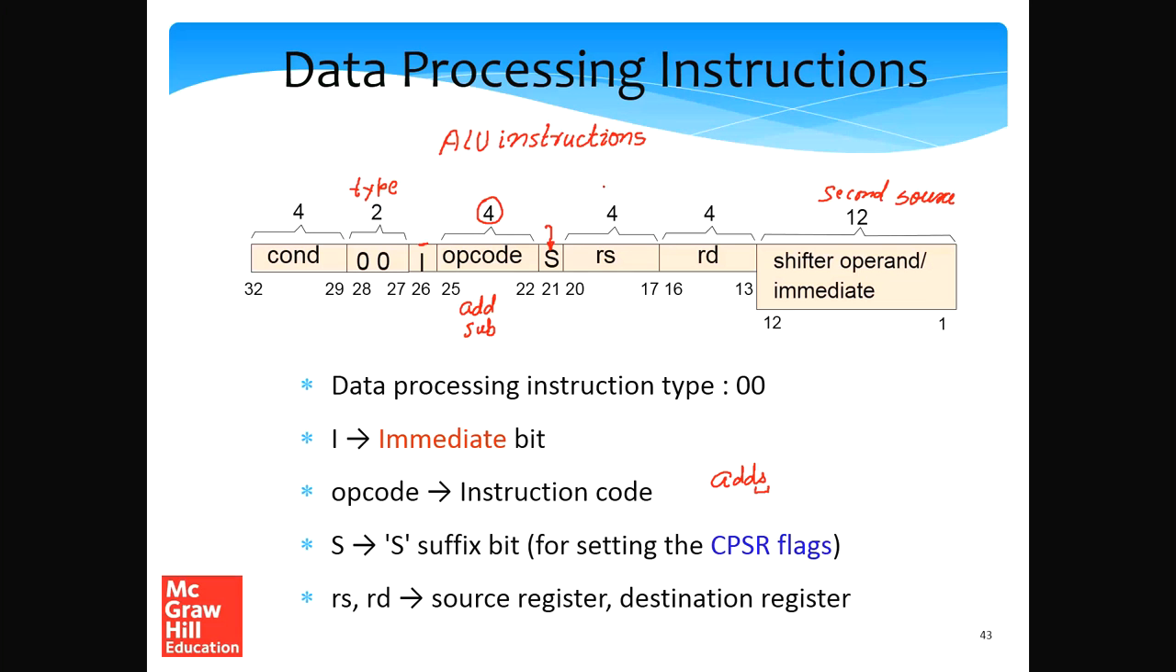Subsequently, we have the ID of the first source register. Since there are 16 registers, we need 4 bits to encode them. So this is the ID of the first source register. Then this is the ID of the destination register, RD. And the last 12 bits are reserved to specify either a shifter operand or an immediate.